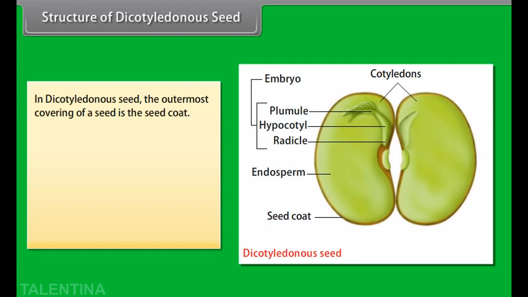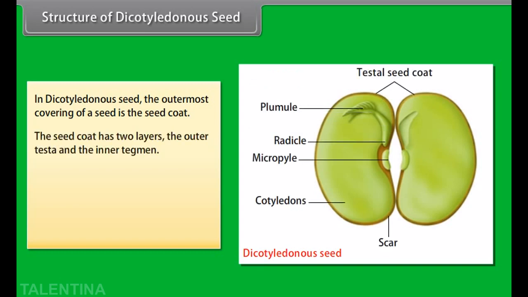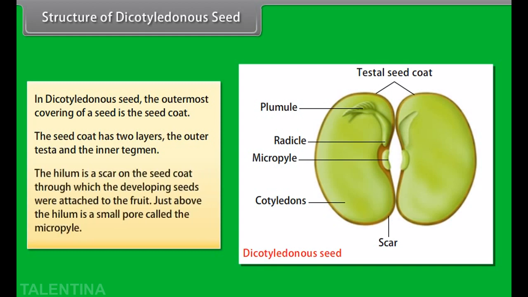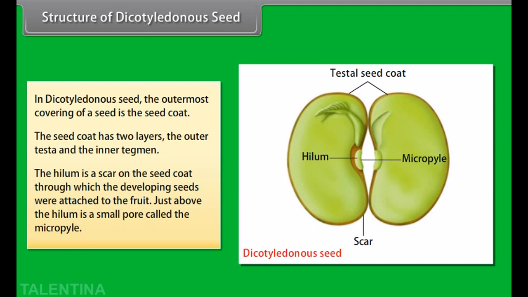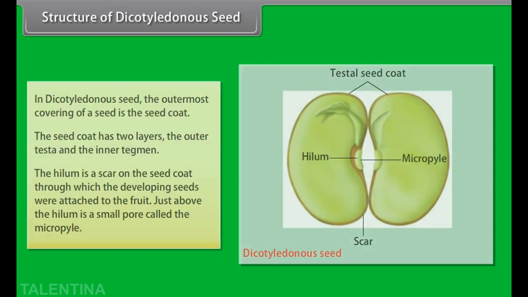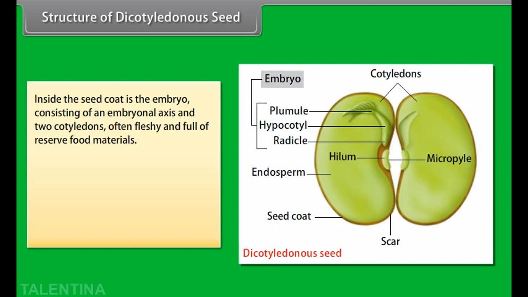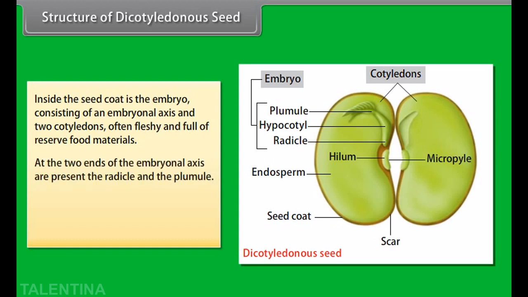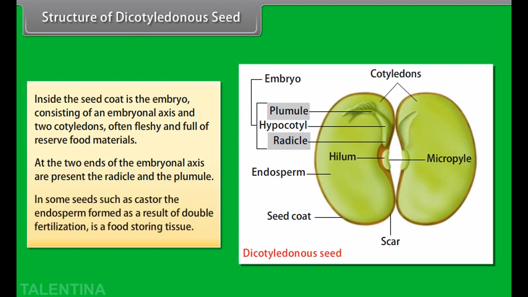Structure of dicotyledonous seed. In dicotyledonous seed, the outermost covering of a seed is the seed coat. The seed coat has two layers: the outer testa and the inner tegmen. The hilum is a scar on the seed coat through which the developing seeds were attached to the fruit. Just above the hilum is a small pore called micropyle. Inside the seed coat is the embryo, consisting of an embryonal axis and two cotyledons, often fleshy and full of reserve food materials. At the two ends of the embryonal axis are present the radicle and the plumule. In some seeds, such as castor, the endosperm formed as a result of double fertilization is a food-storing tissue.